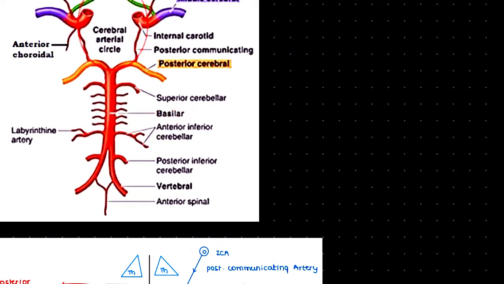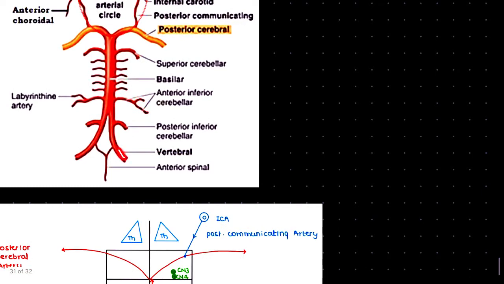This basilar artery is called basilar artery because it is present at the base of the pons. Now let's talk about the branches of the vertebral artery. As you can see, these vertebral arteries give branches. The first branch that we see is the posterior inferior cerebellar artery, PICA. These are on each side, two in number.